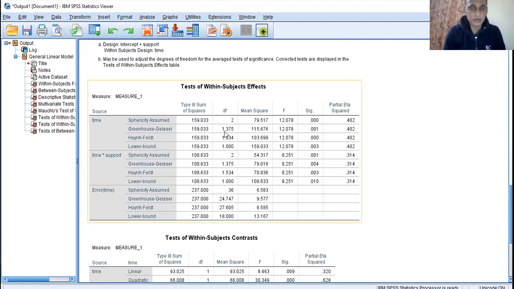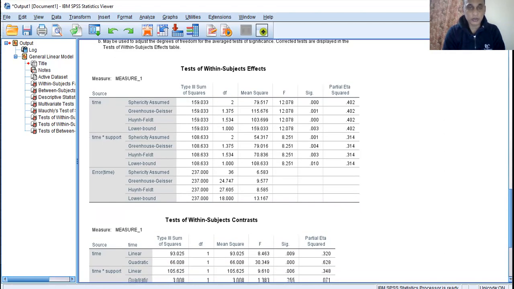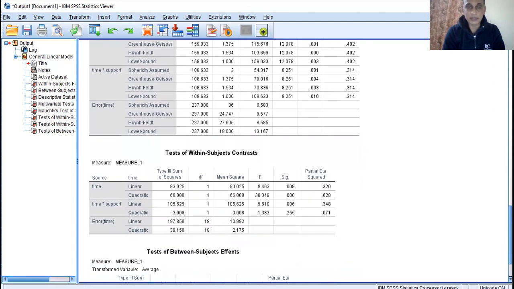If you look at the df for Greenhouse-Geisser, the values come to 1.375 and 24.747. These are df1 and df2, which we generally write, and the F value is 12.078 with a significance of 0.001. So this is a very significant value for us. We see that differences do occur, and we are assured that the spirituality concept is being accepted.